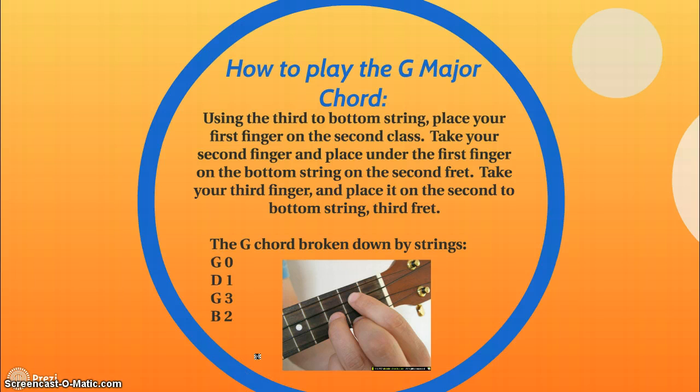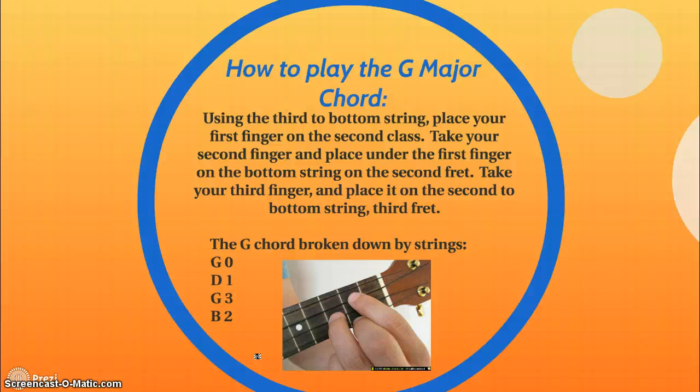How to play the G major chord. Using your third to bottom string, we're going to place our first finger on the second fret, and then following that we're going to take our second finger and place it underneath our first finger, and we're going to use the most bottom string and place it on our second fret.